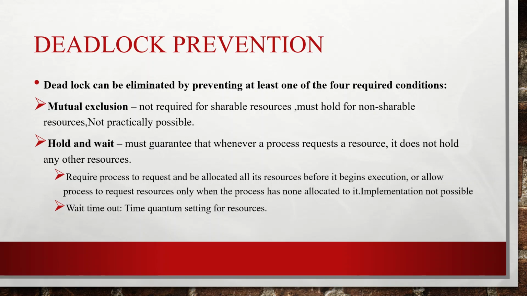Next, the second condition to prevent deadlock is preventing hold and wait. If the hold and wait condition is happening, deadlock will occur, so you have to remove that situation. What was the hold and wait condition? Hold and wait means the process holds a resource and at the same time requests another resource, right? So that situation we have to remove. It must guarantee that whenever a process requests a resource, it does not hold any other resource. That is how we can prevent this particular situation.